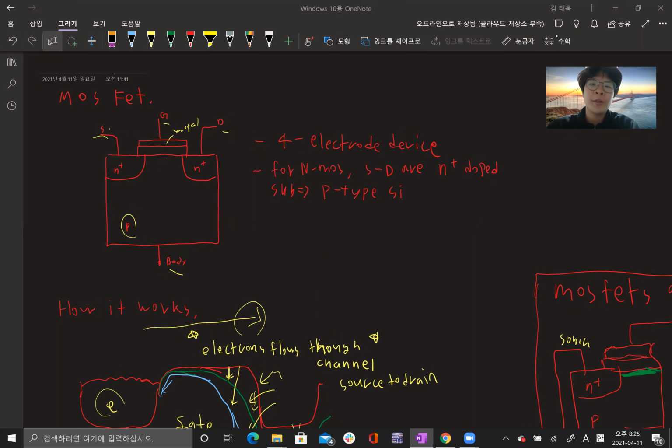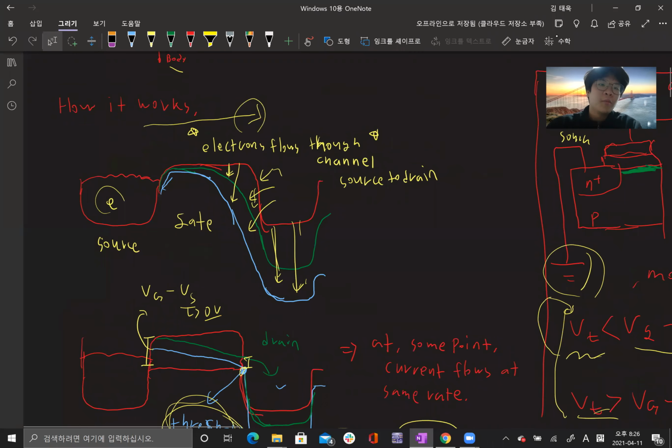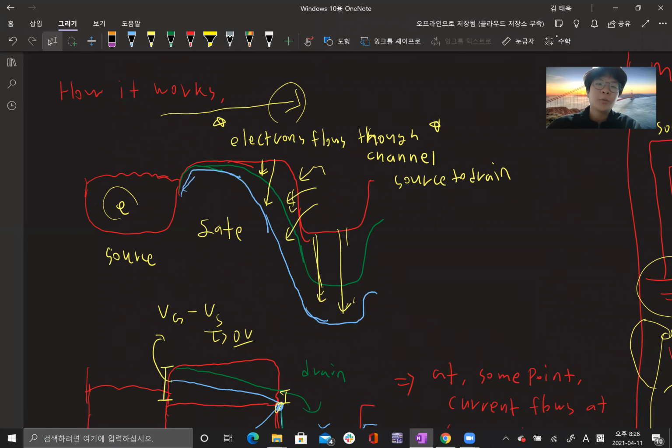A MOSFET has four electrodes: source, gate, drain, and body. For NMOS, the source and drain are N plus type semiconductor, and the substrate is P type. So MOSFETs work as a switch.